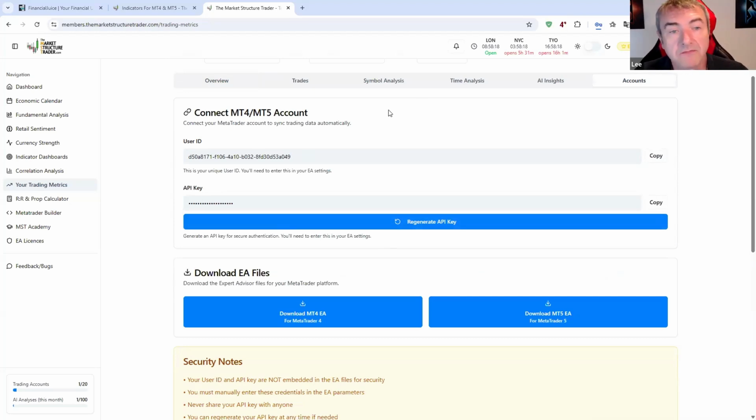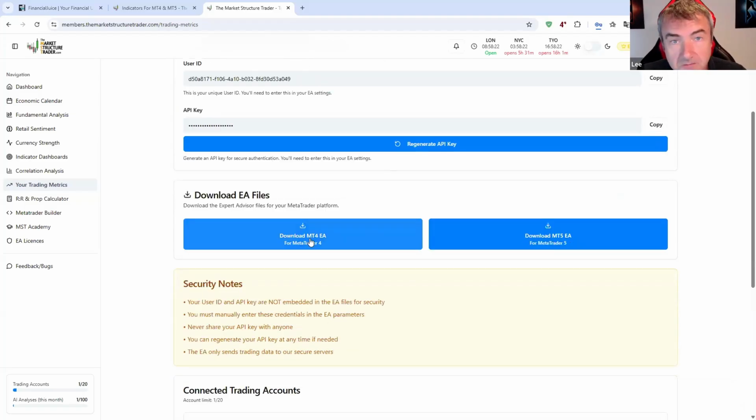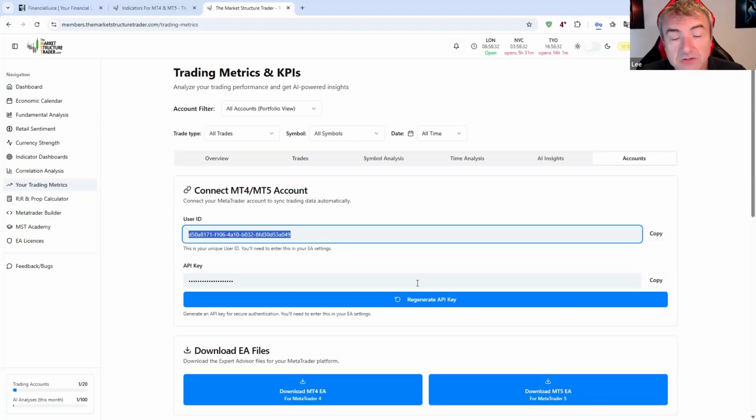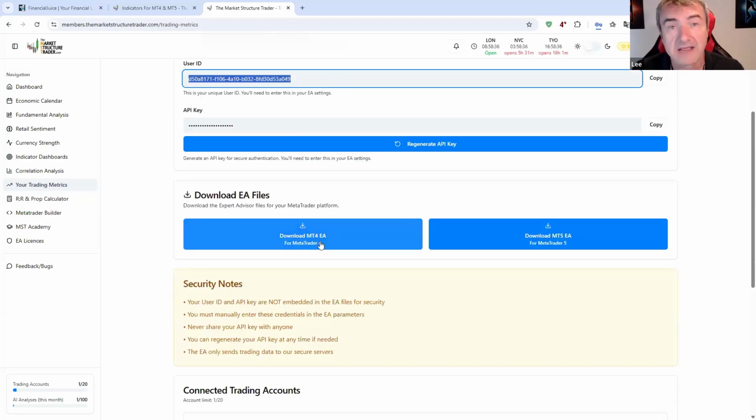And basically what I've built is an EA, which you can just put on your chart, either for MT4 or MT5. When you put the EA on your chart, what will happen is it will ask you for your user ID and your API key, which you just paste in, and then you just let that EA run in the background on any chart.